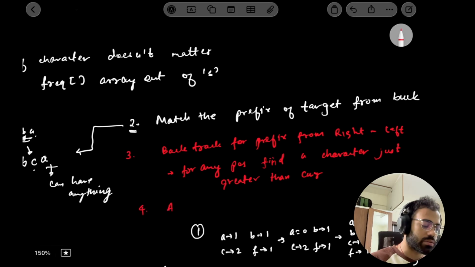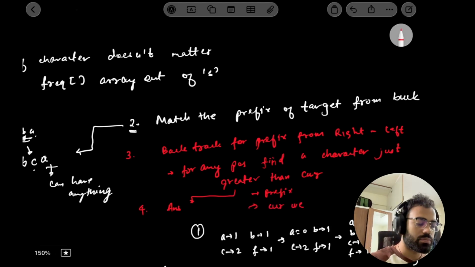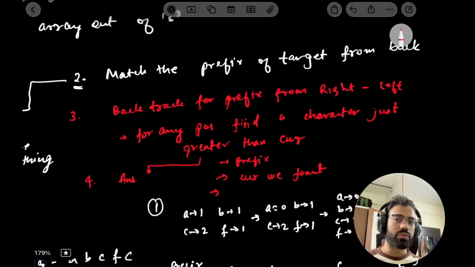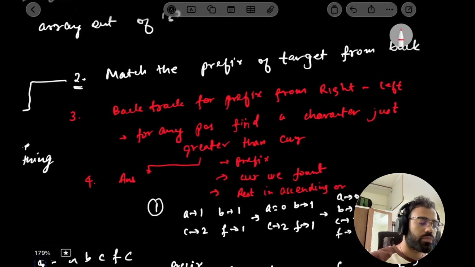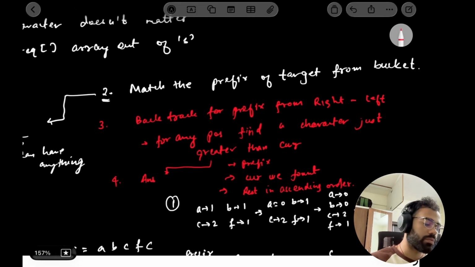And what is the last step? The answer is this: first is the prefix, second is the current character which we found. And what is the last step? If we found a character which is greater than the current, that means the rest of the elements can come in any order. So the rest in ascending order. So this is it.